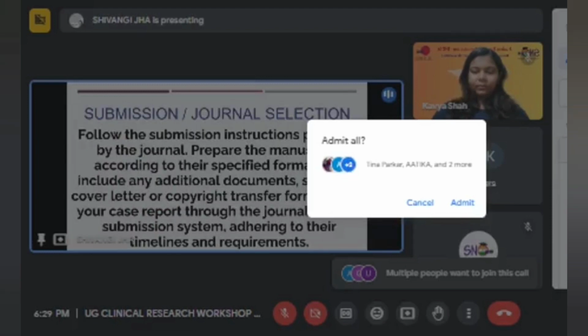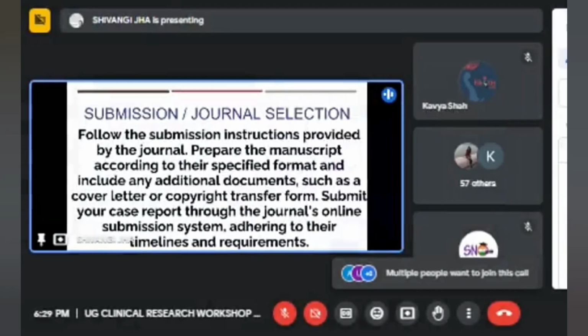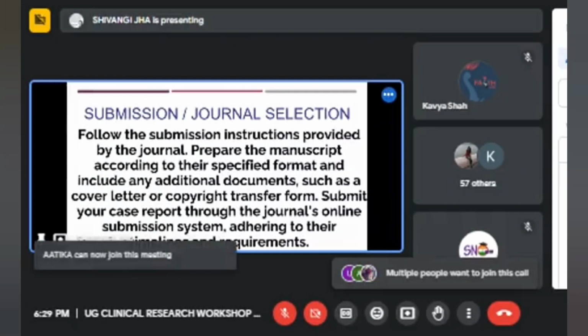Submission or selection of journal. Follow the submission instructions provided by the journal only. For example, since I was going for a vascular case, I researched the World Journal of Vascular Surgery, right? In a similar way, if you are going for another type of case, go for that type of journal.